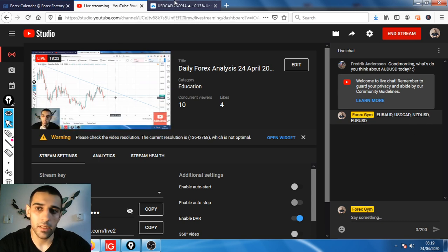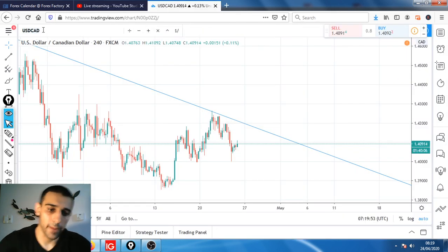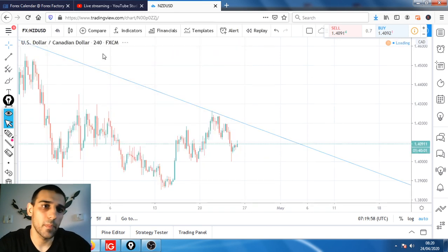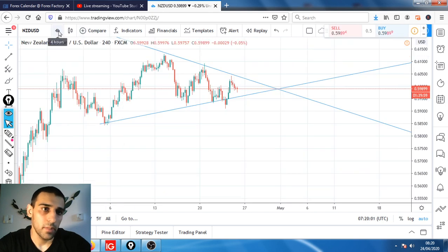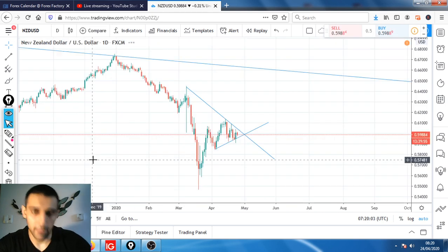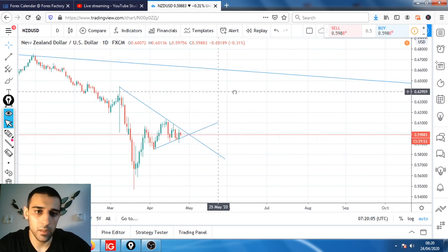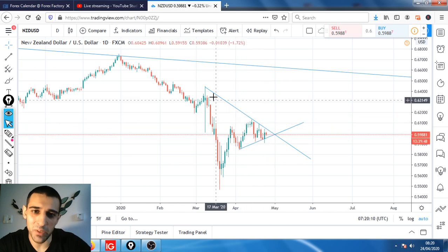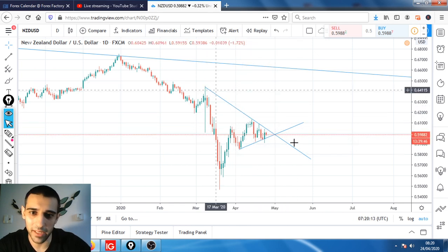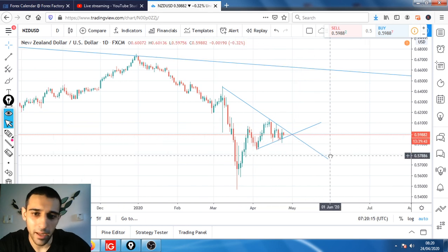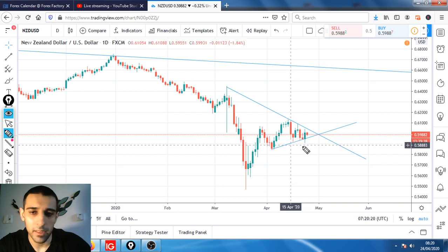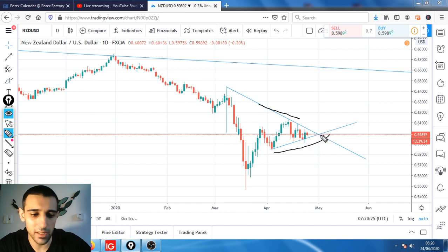Let's jump into the New Zealand dollar against the US dollar, NZDUSD. Let's jump into the daily time frame. The price is kind of trying to squeeze inside this wedge. We have a trend line up and a trend line down. Yesterday I analyzed the British pound against the US dollar, and it looked pretty much similar. We had this wedge in here, so it's a similar situation.